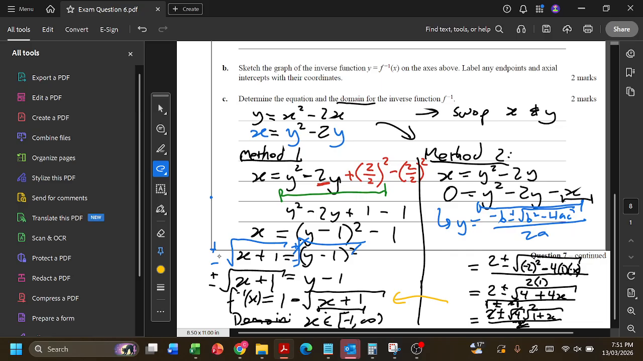And you can see that you then need to use your intuition to work out that it is the negative root and that the domain is this. That's just an alternative method if you really don't like completing the square. Just so you know, that's what the quadratic formula is. It is completing the square. So it's always a nice little shortcut for you in times like this when you just don't want to use completing the square.